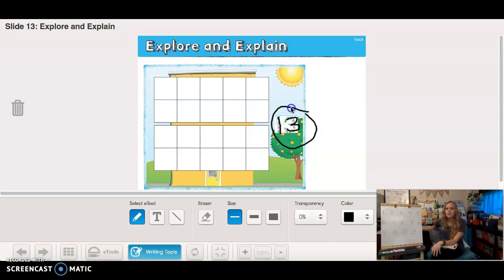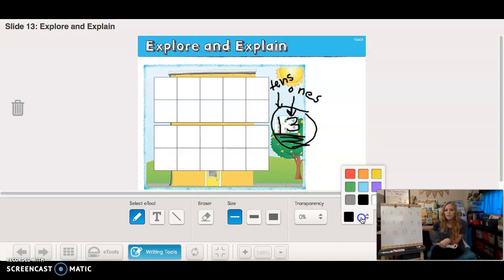Well, this is our ones place. Remember from calendar, this first place value is ones. So we have a 3 there. And then over here, that second place is our tens. We have a 1. Okay, so if we have a 1 in our tens, a 3 in our ones, that number is 13. So let's make 13 in our tens frames.